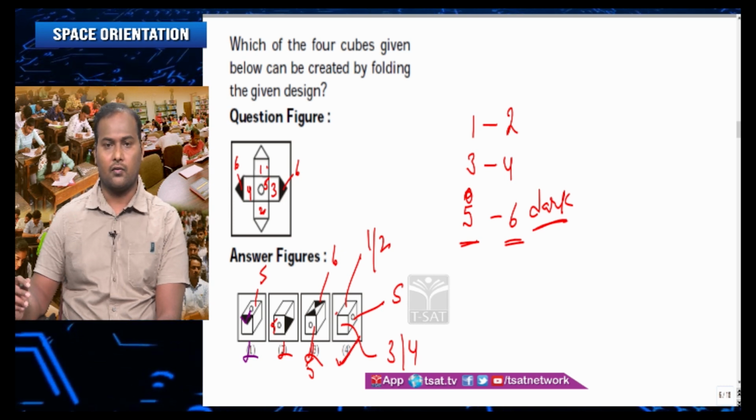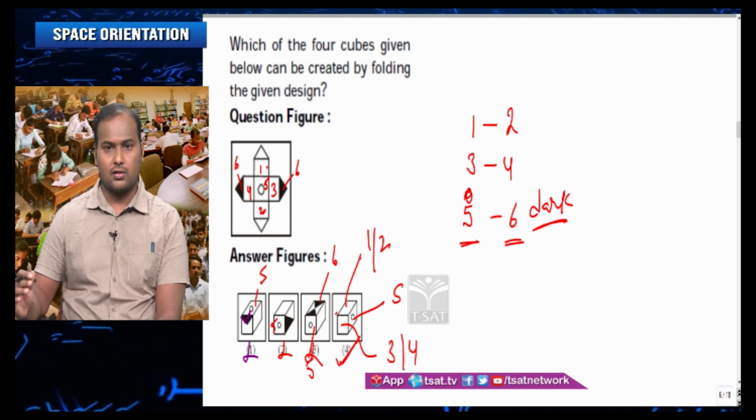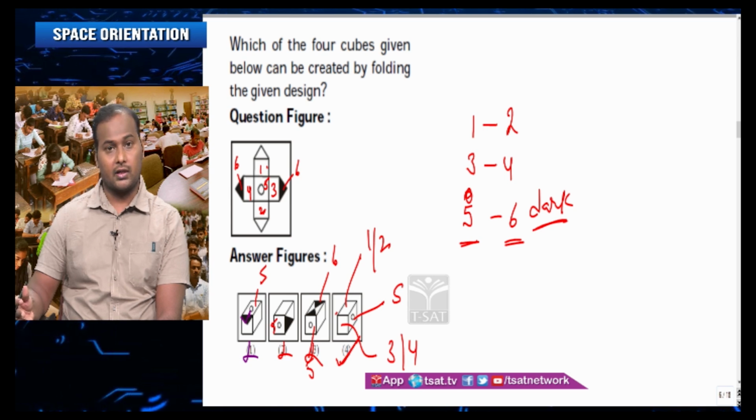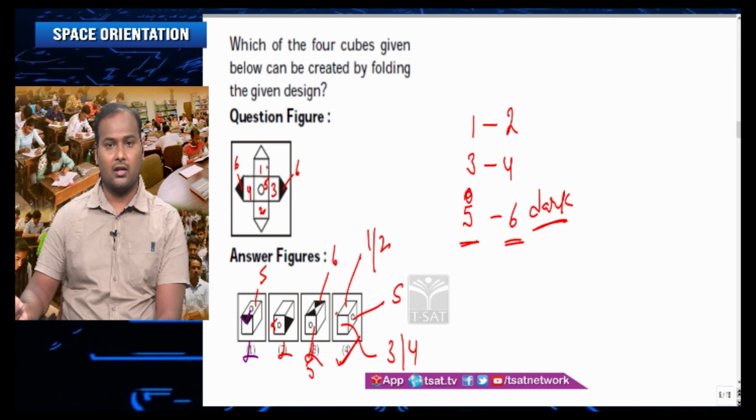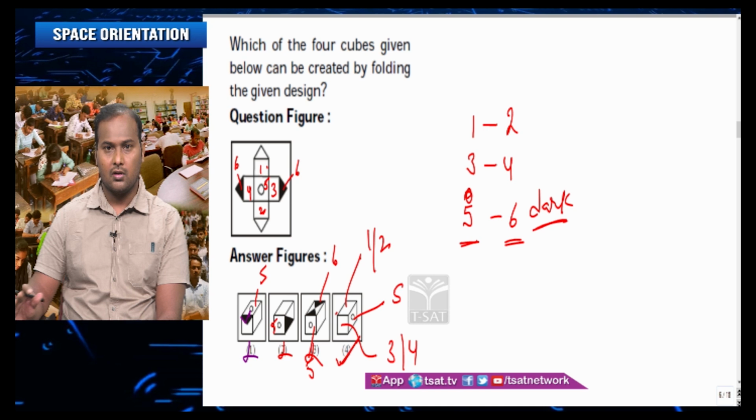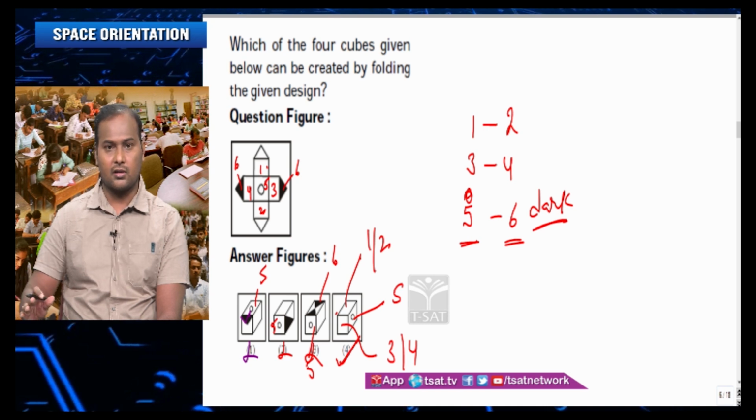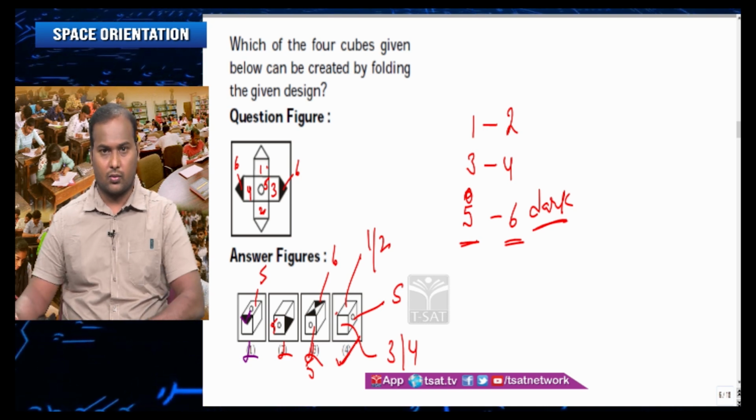So here also you should find out the opposites. Once you find out the opposite, if one face is visible, exactly the opposite face is not visible for us. Based on this logic, we try to solve this kind of questions.